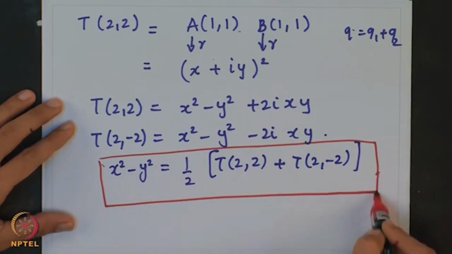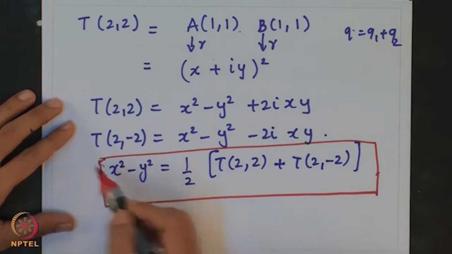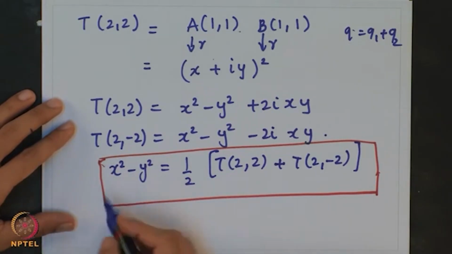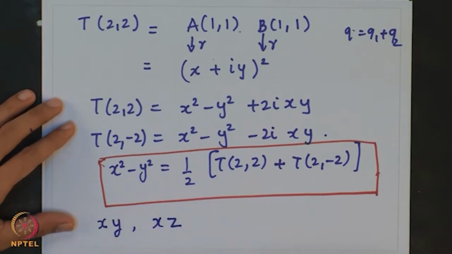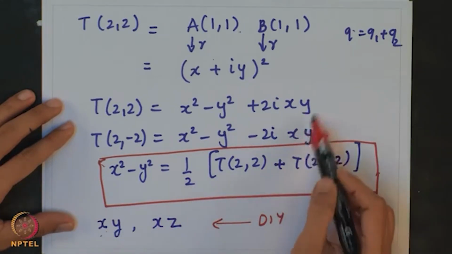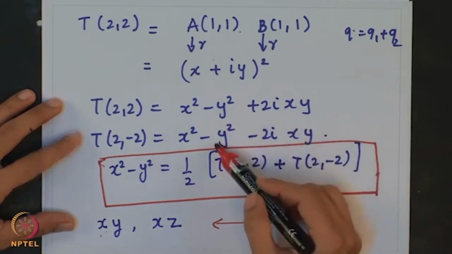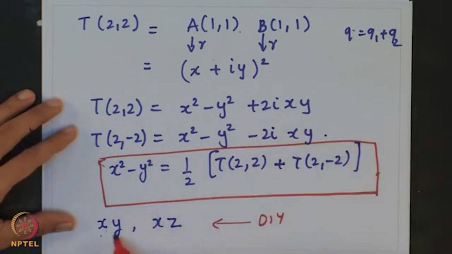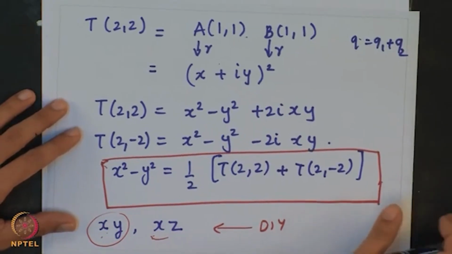In a similar manner, using the same line in the same stream, you can calculate the values of x, y and x, z. So, this is another DIY. You can do this, you have to make some guesses. Now, x and y you can see directly from here, I can subtract the two and obtain. So, I have already given you this. Now, think how you will get x, z. Just think and you will get it.